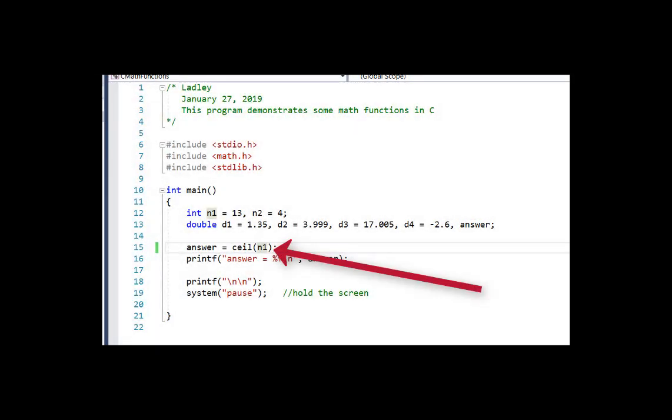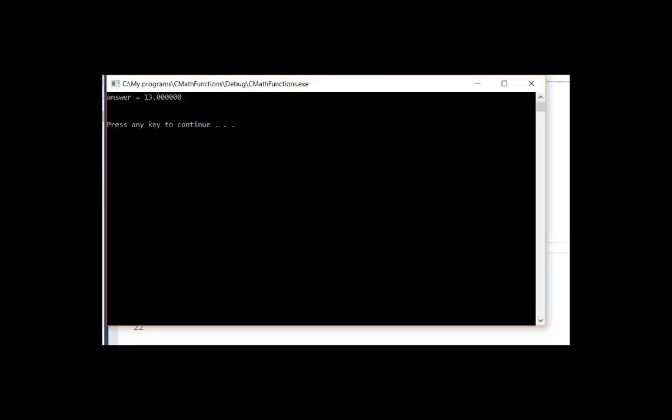Sending the ceiling function a whole number will return that whole number. It's like my analogy of the ceiling in your house. It's above you in general, but you can touch it. Here a whole number is touching its ceiling.